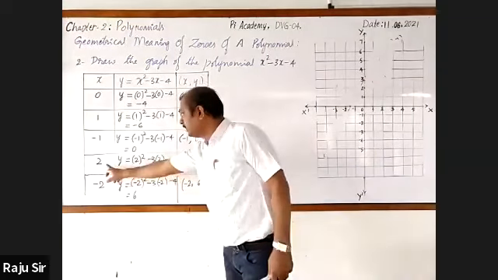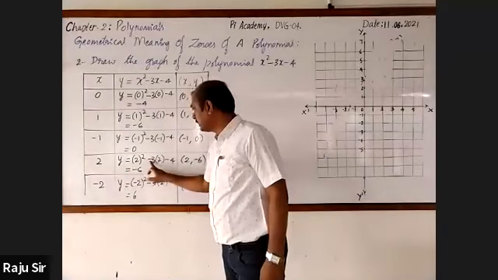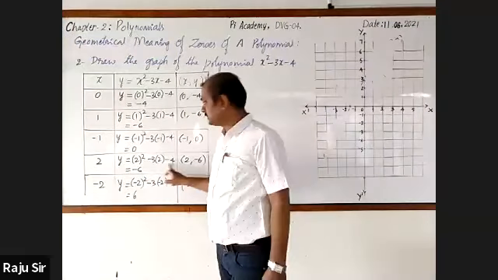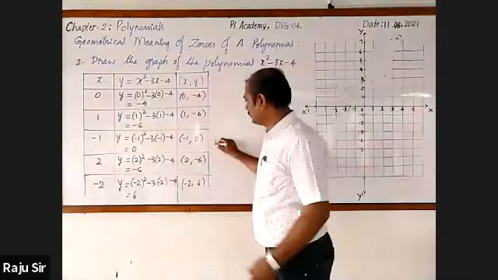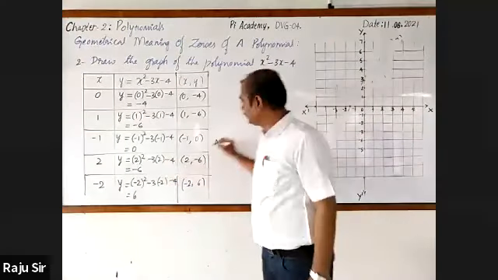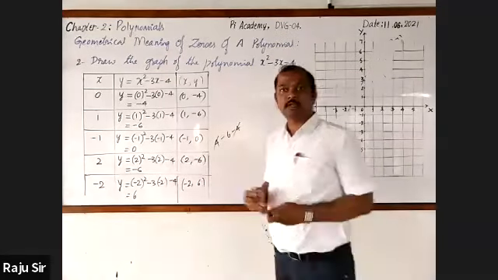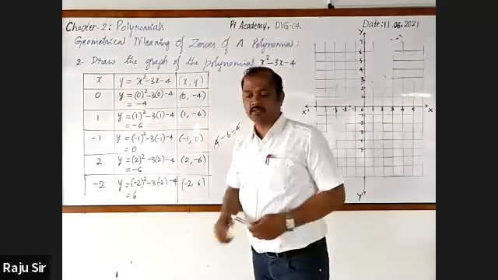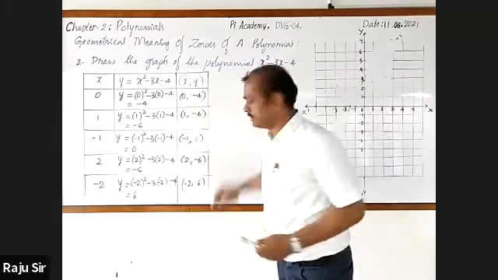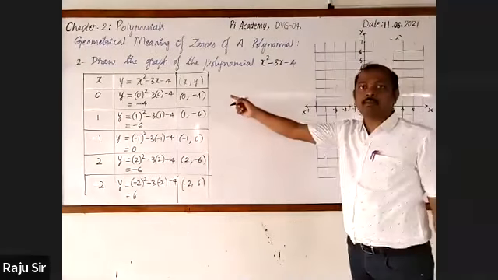Observe, when x is 2, 2 whole square minus 3 into 2 minus 4. 2 whole square is 4, minus 3 into 2 is minus 6, then this is minus 4. Minus 4 plus 4 cancel out. Okay? Now we get minus 6. Right. 0 comma minus 4.